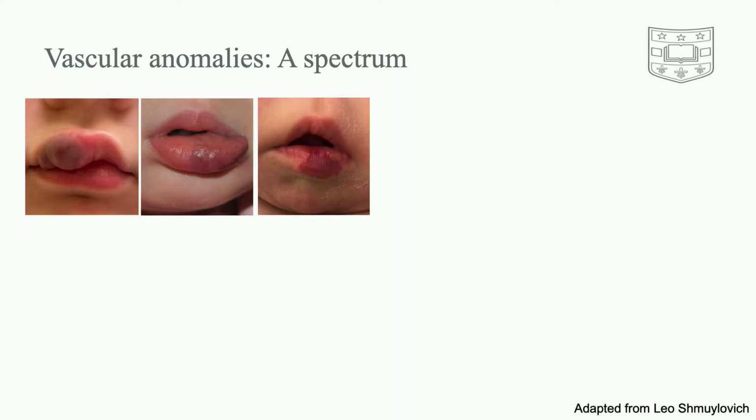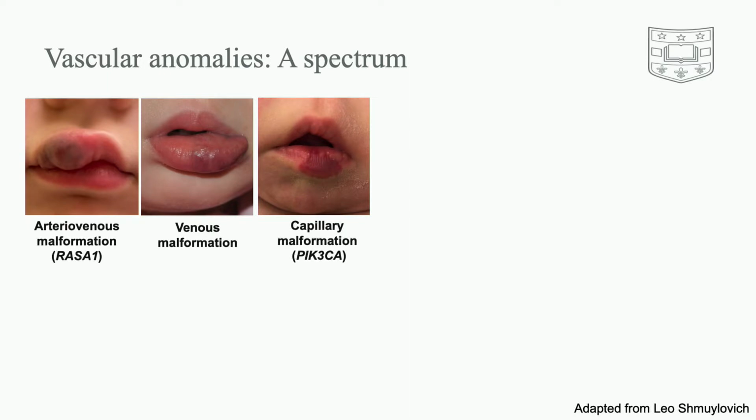So first, a brief overview of vascular anomalies. And I want to start with a few pictures. These are three patients we've seen in our center. Each of them has a lip lesion that looks pretty similar. Once we did more diagnostic workup and some genetics, we found out the lesion on the left was an arteriovenous malformation, and it had a germline RASA1 mutation.